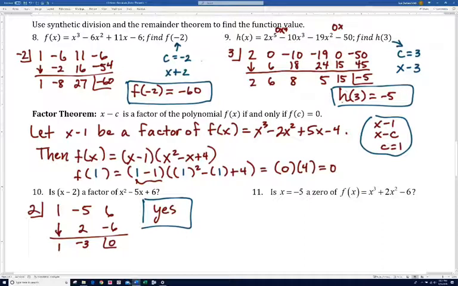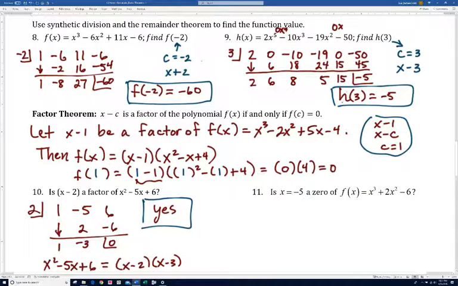Now keep in mind, these kinds of problems can be asked a couple of ways. We could say, is 2 a 0 of the function f of x equals x squared minus 5x plus 6? Because we know that zeros and factors go hand in hand. So look at number 11. It says, is x equal negative 5 a 0 of f of x equals x cubed plus 2x squared minus 6? Well, if x equals negative 5 is a 0, then we know that, oh, I forgot to do that part again. That was number 10.